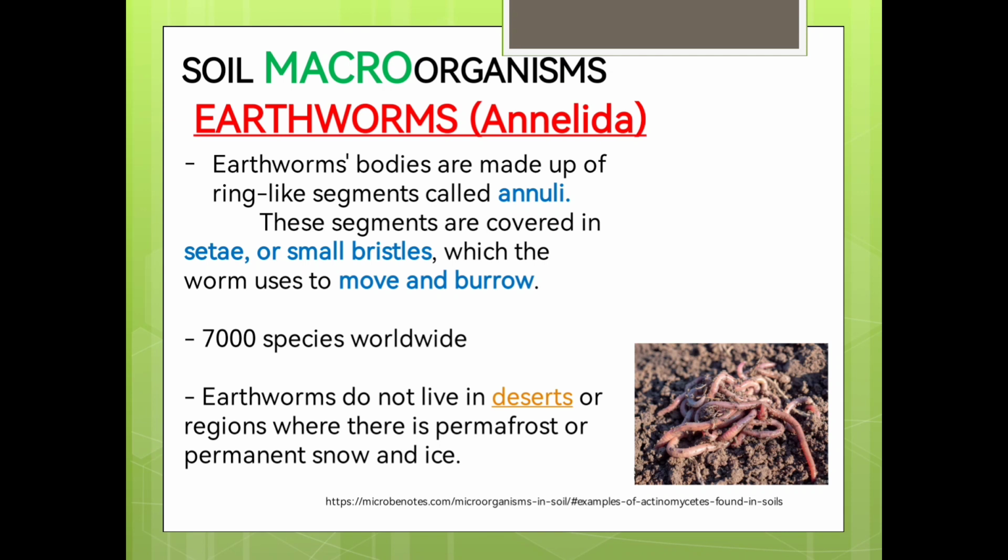These segments are covered in setae or small bristles which the worm uses to move and burrow. The segments have bristles, like the brush of a toothbrush, which they use to move and burrow into the soil. There are around 7,000 species worldwide. Ang dami palang klase ng earthworms. And they do not live in deserts or regions where there is permafrost or permanent snow and ice.